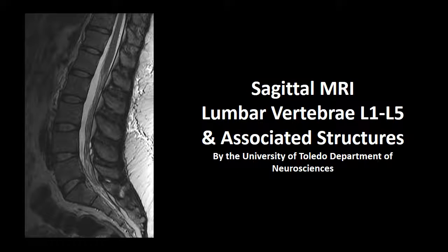In this video, we will look at a single image taken from a sagittal MRI of the lumbar spine and identify the lumbar vertebra as well as two major associated structures. Later in this video, we will relate this MRI image to a picture of a laminectomy of a cadaver and identify the same structures in both pictures.